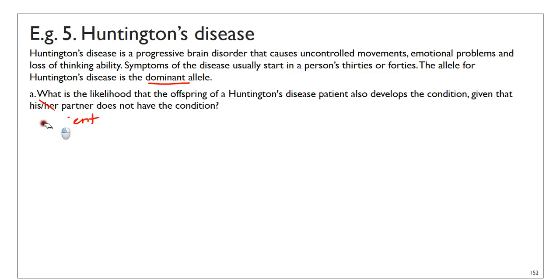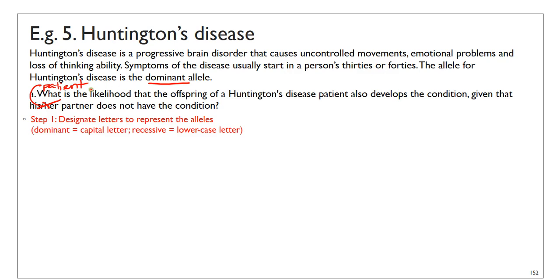Let me just write patient here. So the first thing you want to do still is assign some letters for this. Huntington's disease is the dominant allele, so we're going to do uppercase H for Huntington, and lowercase h for just a regular brain, so without the condition. This is a pretty serious condition, and once symptoms start, it really depends on how well it is managed, but it is a pretty slow and painful deterioration of a person.